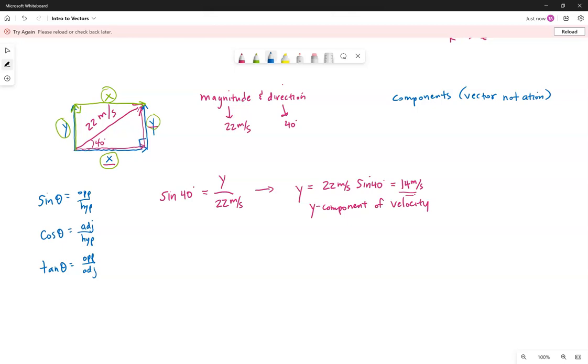Looking at the same triangle, the x side is adjacent to the 40 degrees. We have the 22 meters per second still. So I can say that the cosine of 40 degrees would be the x side over the 22 meters per second. So the x component would be 22 meters per second times the cosine of 40. To round to 2 sig figs, I'm going to have 17 meters per second. We would call this the x component of velocity.